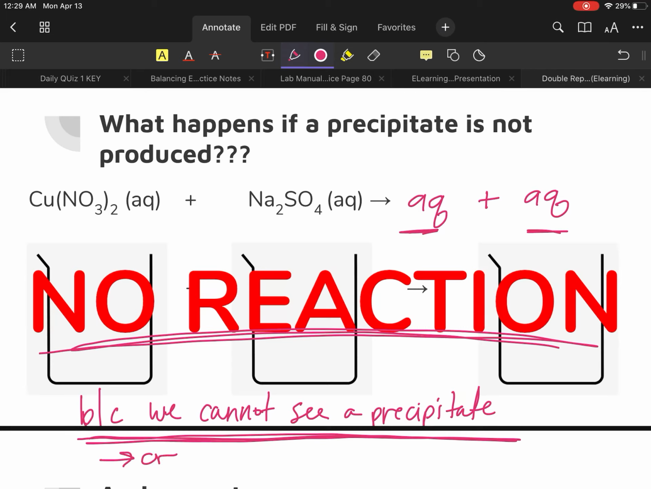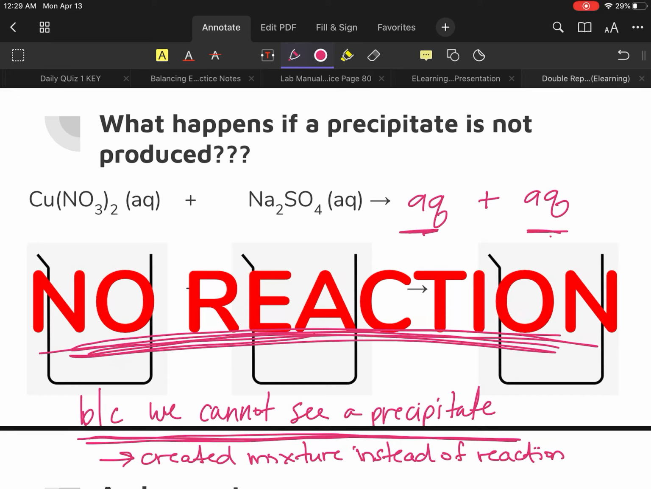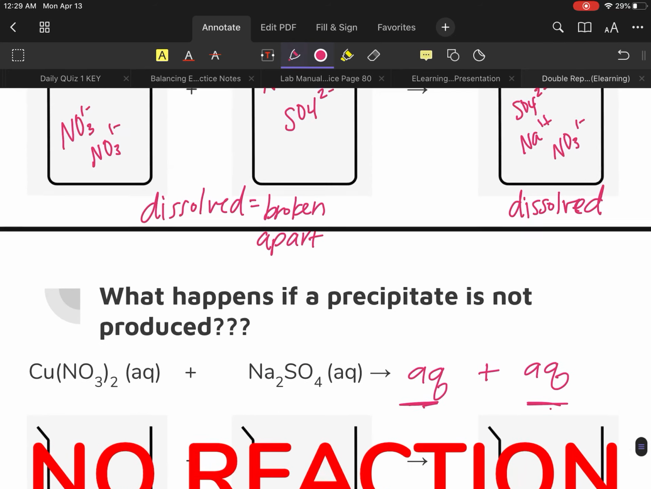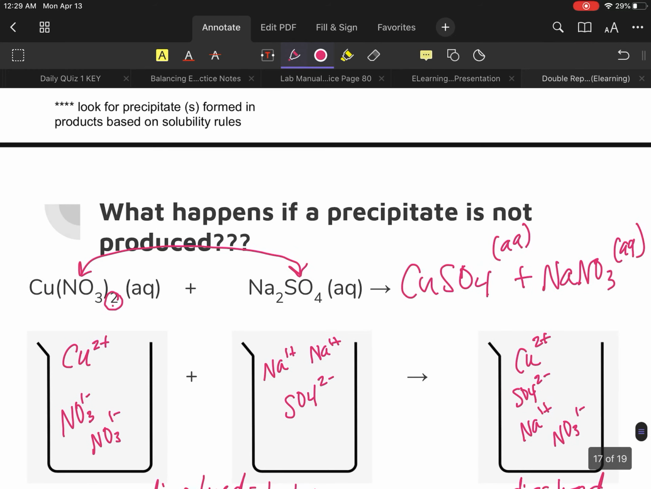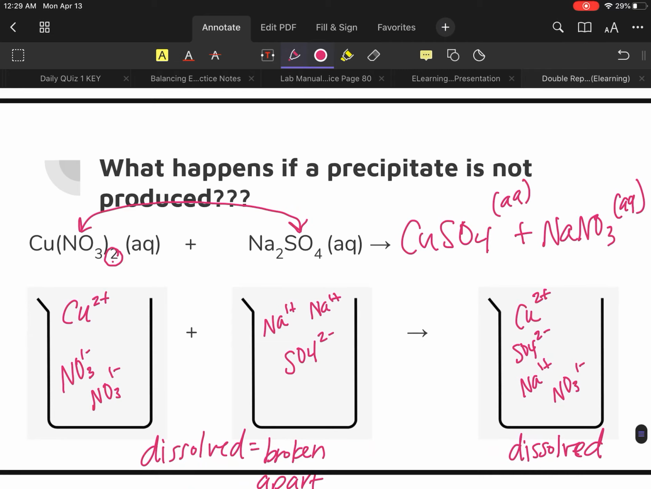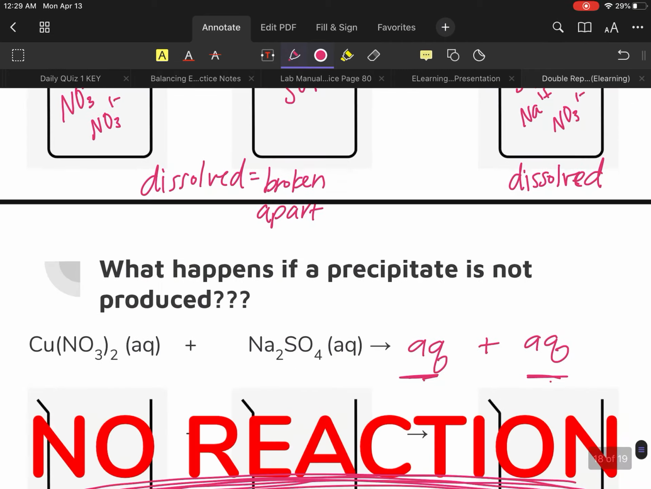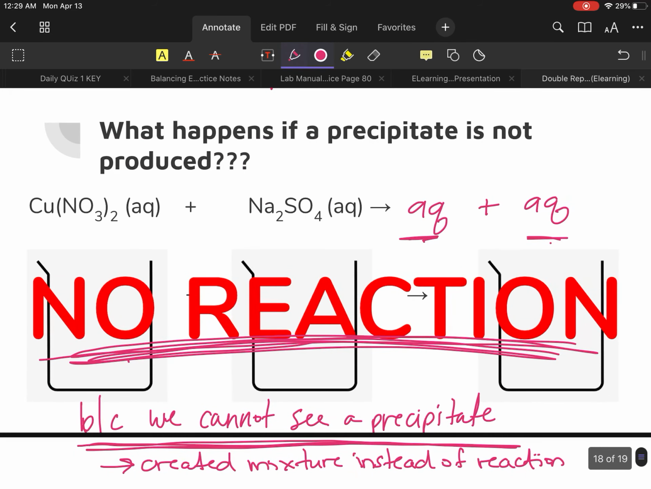It's basically like you just created a mixture instead of a reaction. Okay, so just be aware of that when you're looking at the homework module. If you have something that's an aqueous and aqueous, your answer is going to be no reaction. Okay, so unfortunately, you do have to go through and do the work first, just like we did here. But then your final answer, instead of being these two products, you would write no reaction.